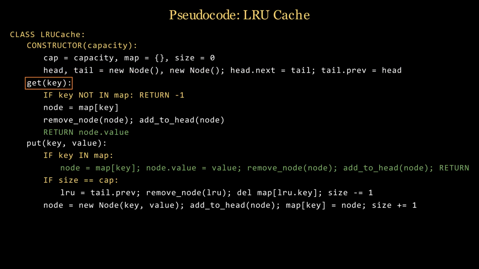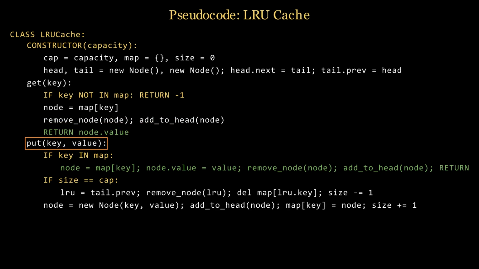Get method. If key not in map, return -1. Get the node from the map, remove it from its current position, add to head, then return its value.